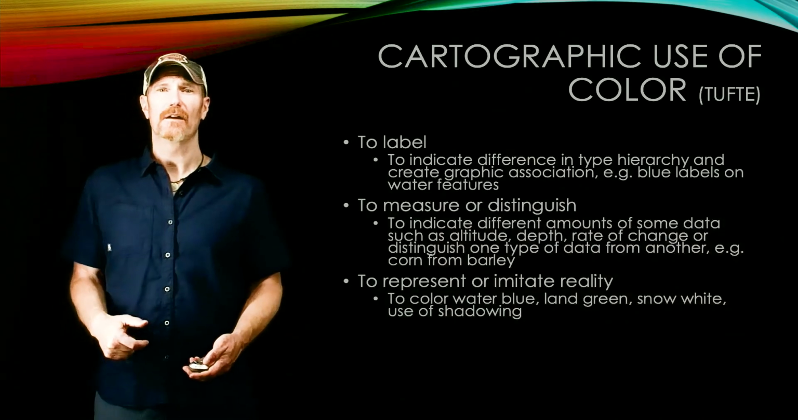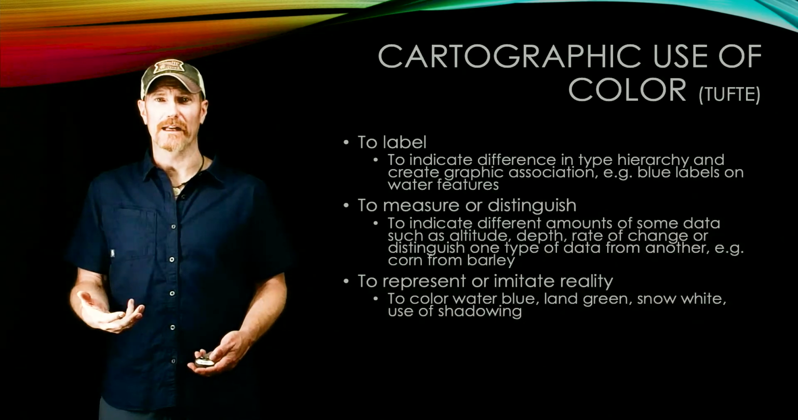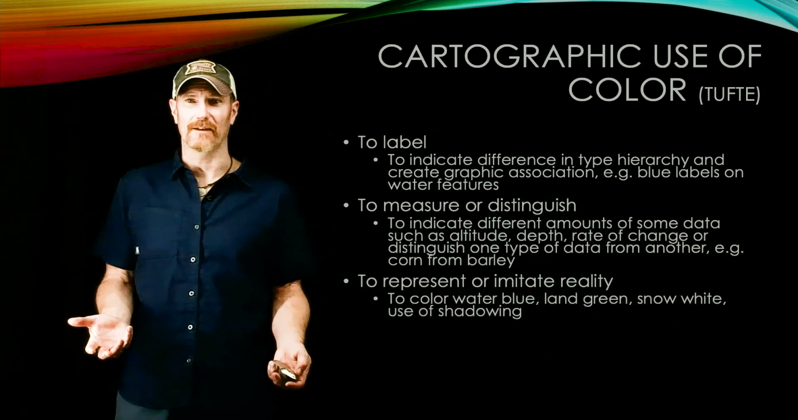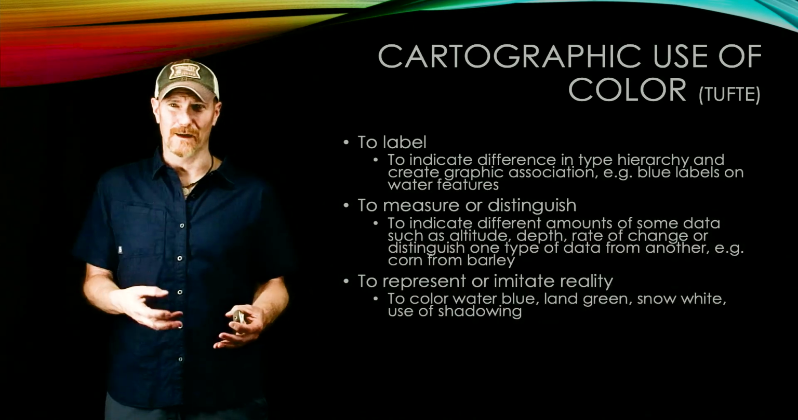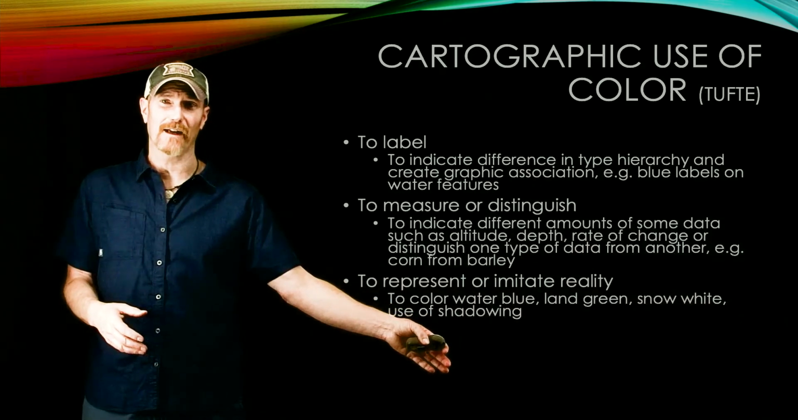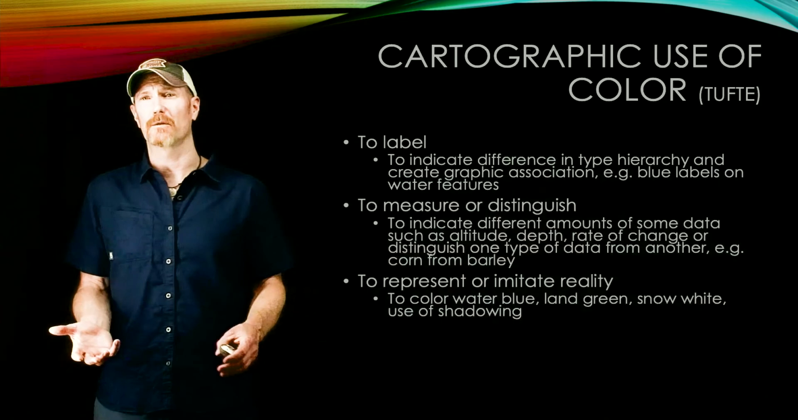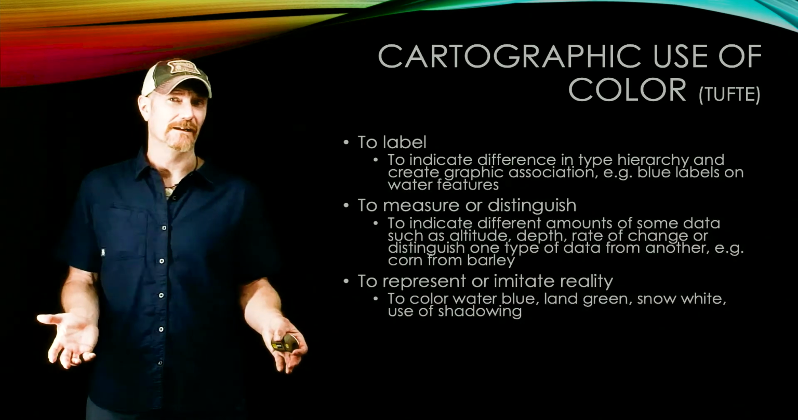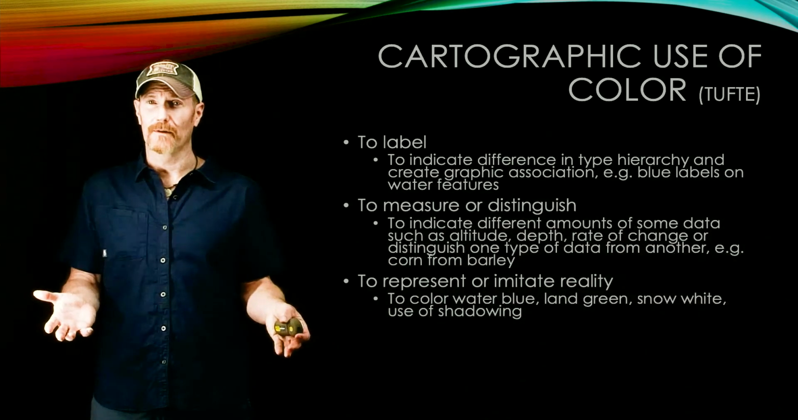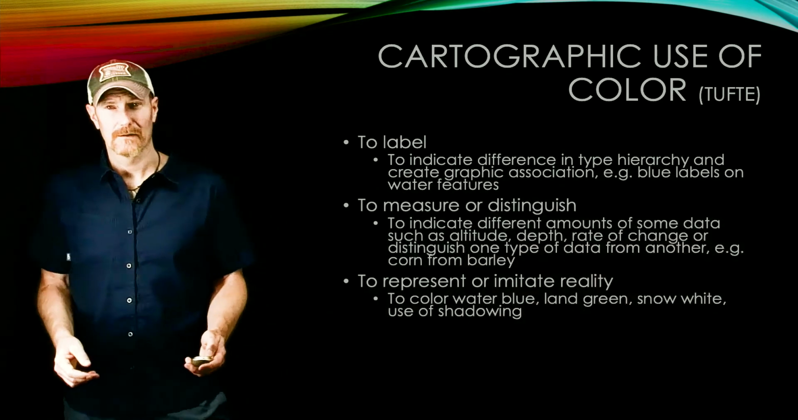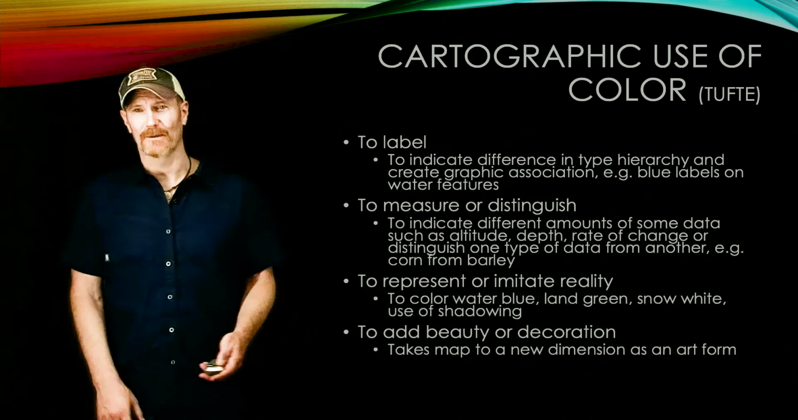So to color water blue and land green and snow white, it doesn't seem too out of the ordinary. You would expect to see that. In fact, we expect it so much that when you do not follow these guidelines, it instantly bothers people as they look at your map. Imagine if you were to see a map where all the rivers were red. You'd think there's a problem, right? What would you think? Maybe there's danger in those rivers, right? Or there's an algae bloom or something, right?